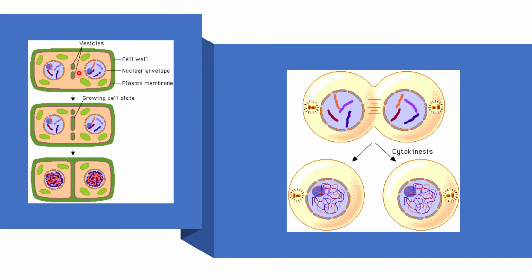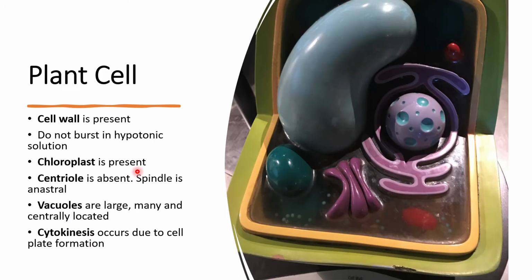And the cytokinesis in plant cell is by cell plate formation. Here we see how the cell plate is forming, the growing cell plate, and the cytokinesis occurs in plant cell like this. So this is the basic structure of plant and animal cell, which are different from each other.